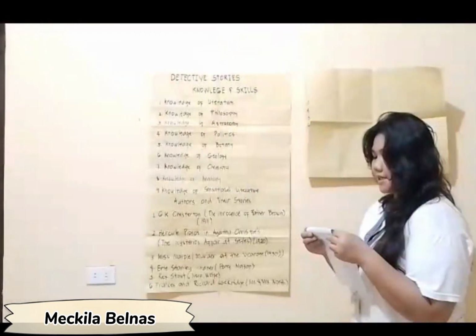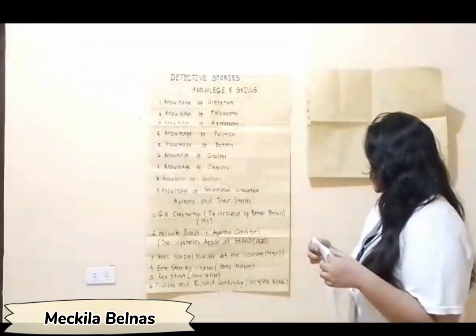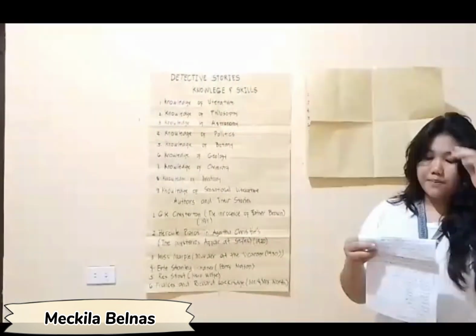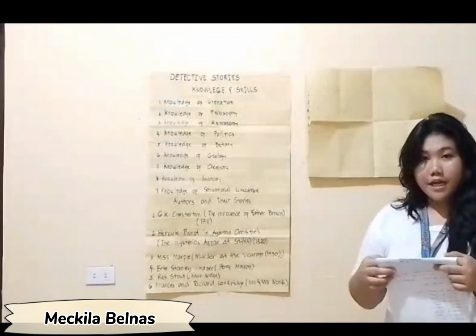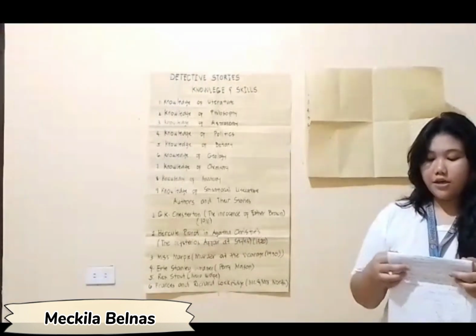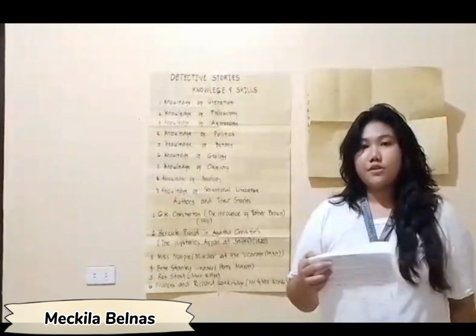So, the next is Erle Stanley Gardner. He wrote Perry Mason. So, Perry Mason is a defense attorney, a criminal lawyer, who reveals the crime in court.